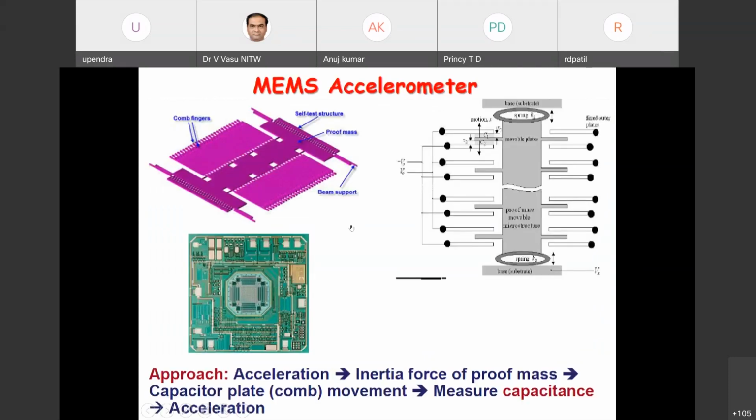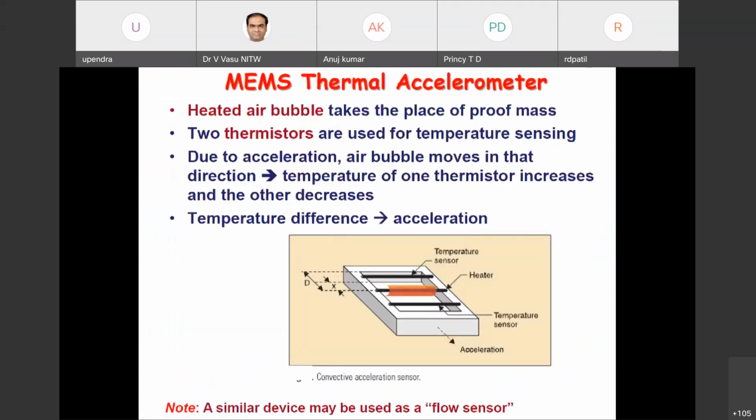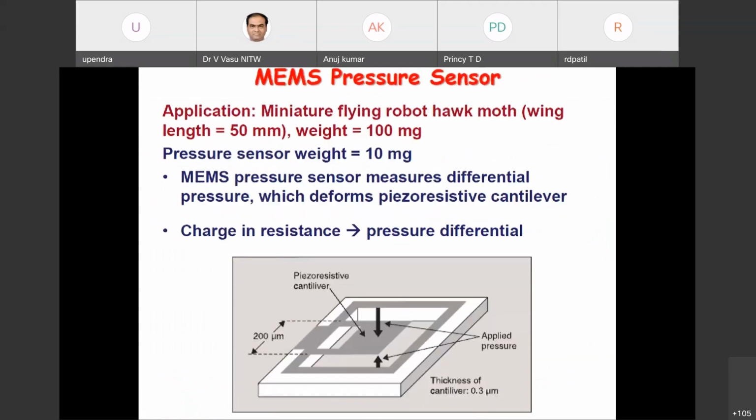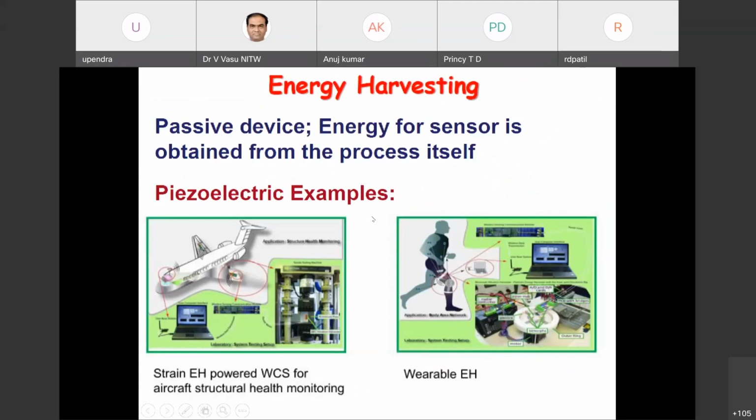Other types of sensors include the thermal accelerometer. I will skip this one.